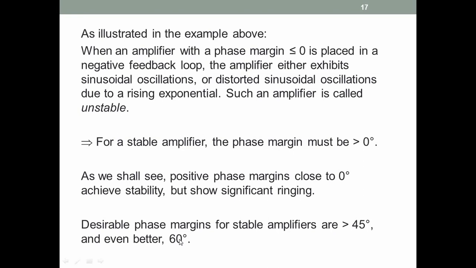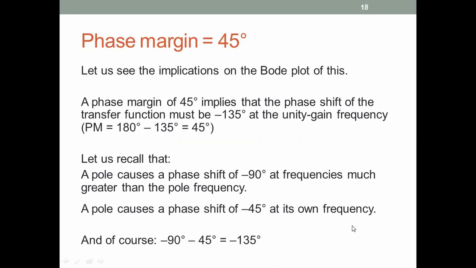In fact, for our discussion, we'll assume that we have a phase margin of 45 degrees. So let's think about that for a few minutes. Let us say that we want a phase margin of 45 degrees for our amplifier so that it is nicely stable. Now let's think about the implications of having a phase margin of 45 degrees on the Bode plot.